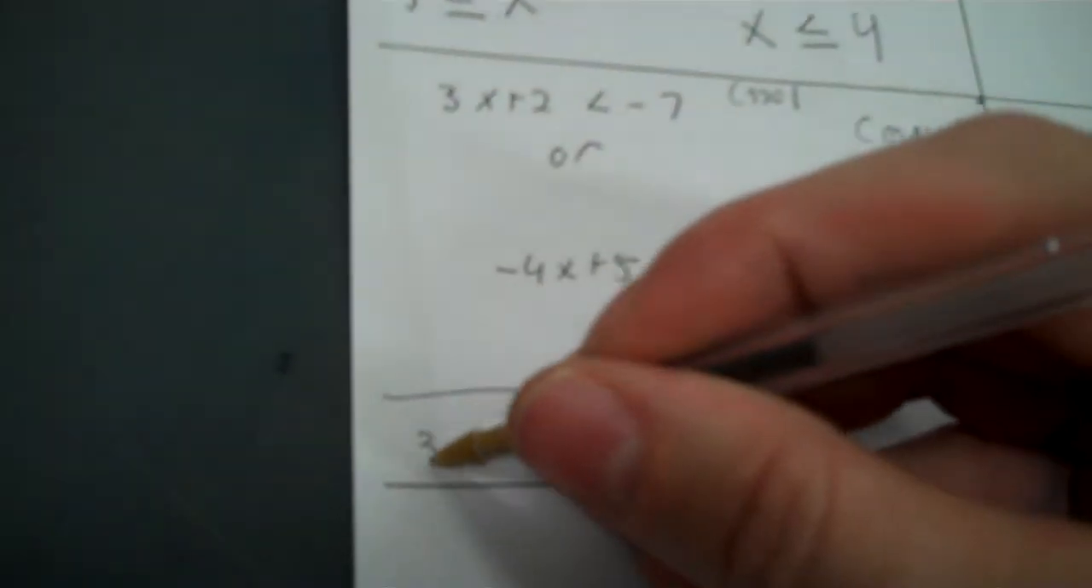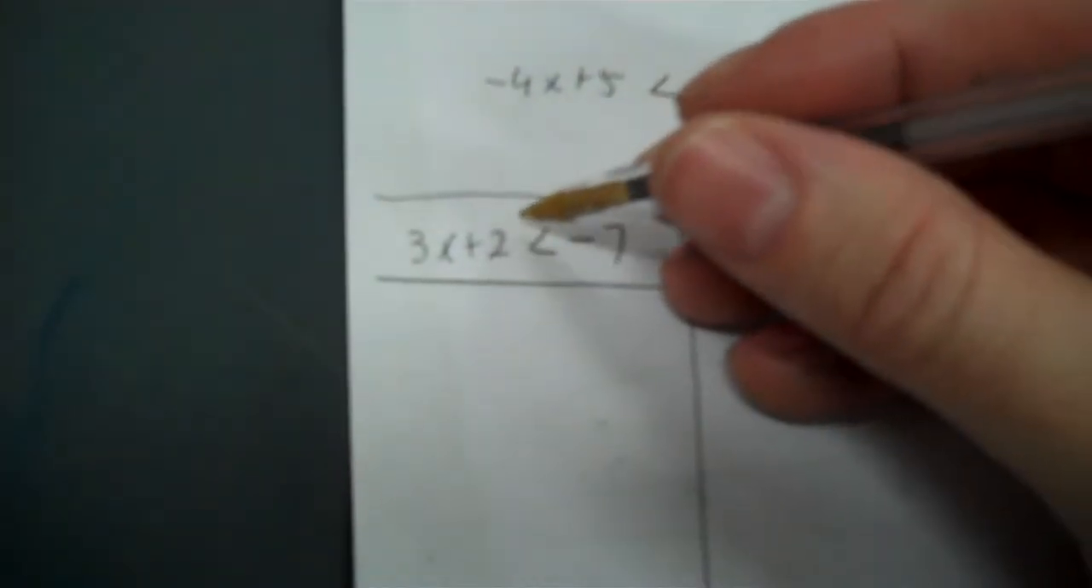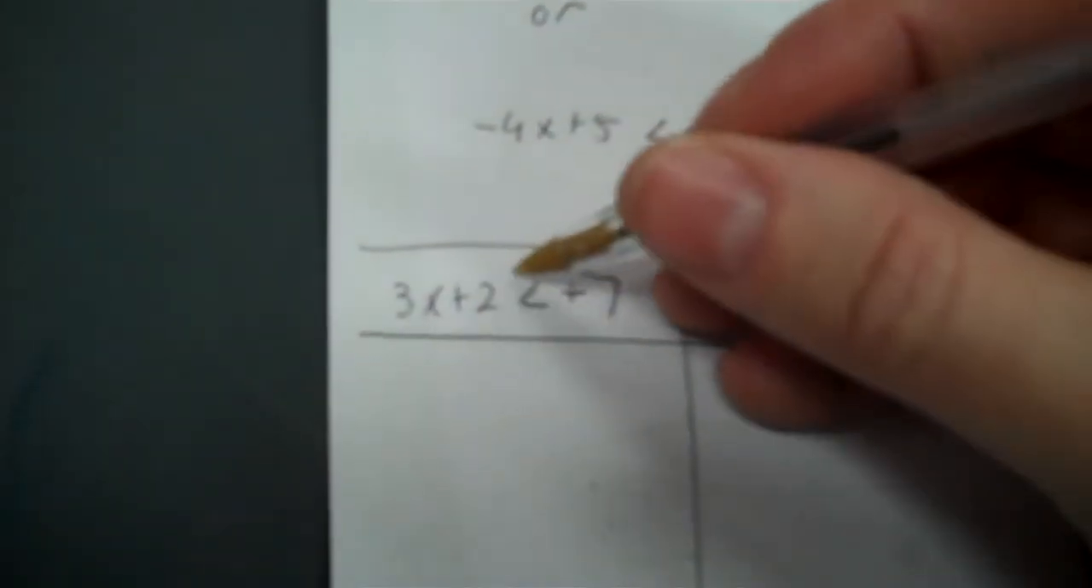Well, you're going to make your table. So on one side you got 3x plus 2. You're not going to do the overlap though. They're not going to overlap like they do here. Promise you that. Then -4x plus 5 less than 1. So, you can always make those plus negatives on those.